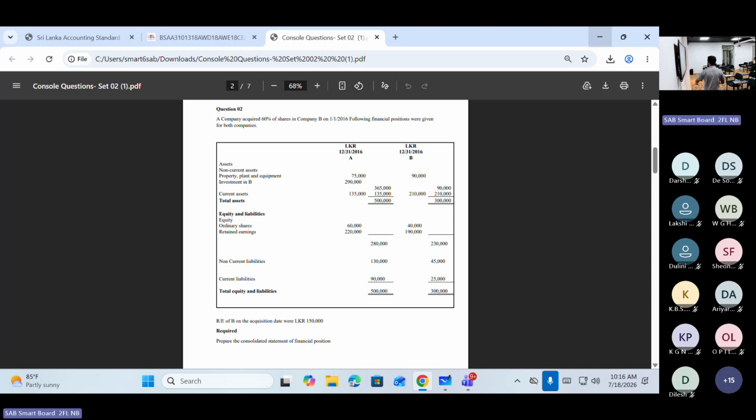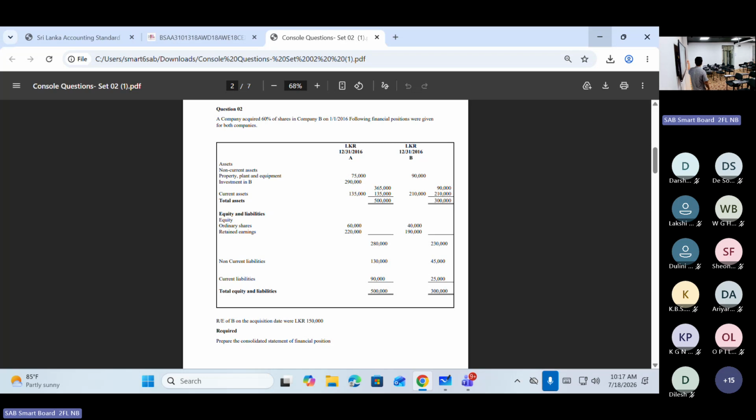Here we have a question. First, what we need to do? Check the requirement. Required: prepare the consolidated statement of financial position. That is clear. You need to calculate the consolidated balance sheet. Here we have two individual balance sheets, parent entity and subsidiary entity. As we discussed this morning, consolidated financial statement means we have separate balances, and we need to combine them and get one single entity.